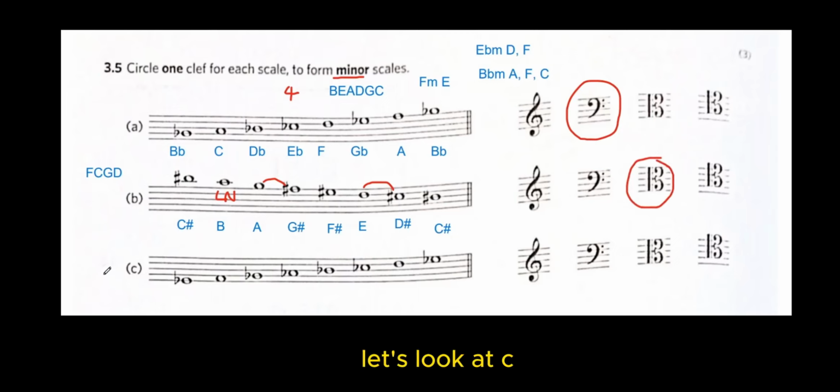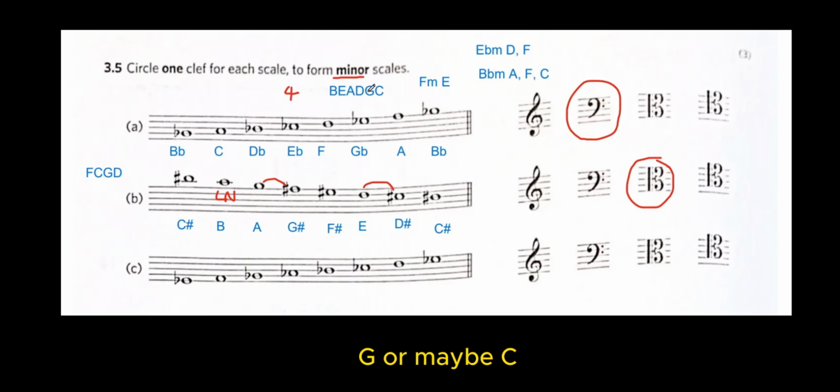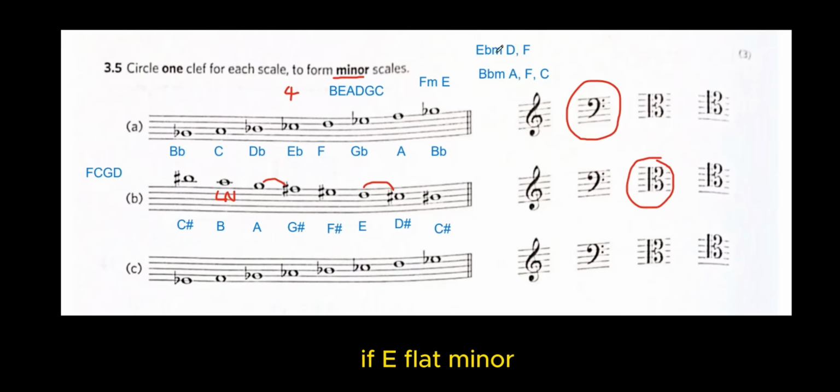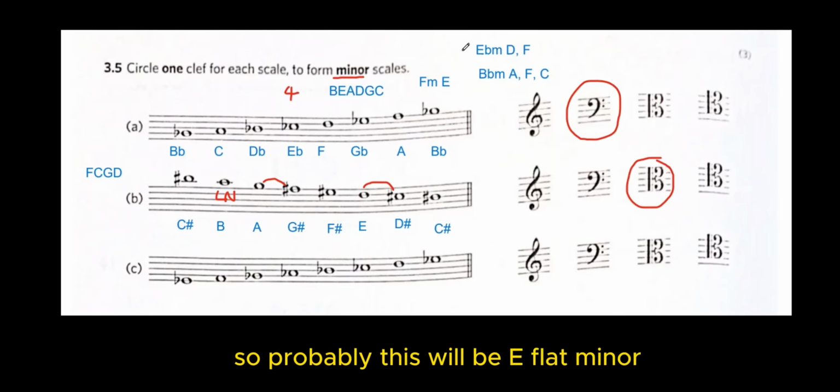Let's look at C. There are 5 flats here. We can jot it down again: B, E, A, D, G, or maybe C. There will be only 2 choices, either E flat minor or B flat minor. If E flat minor, we will have 2 white keys. B flat minor, we will have 3 white keys. So according to here, we observe 2 white keys. So probably this will be E flat minor.